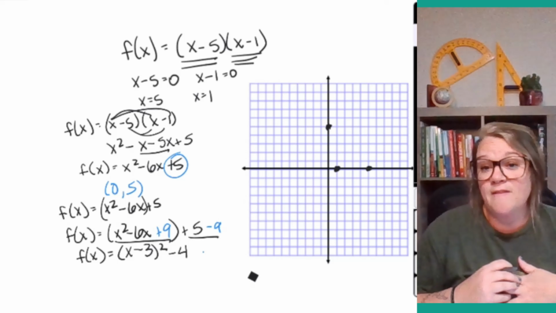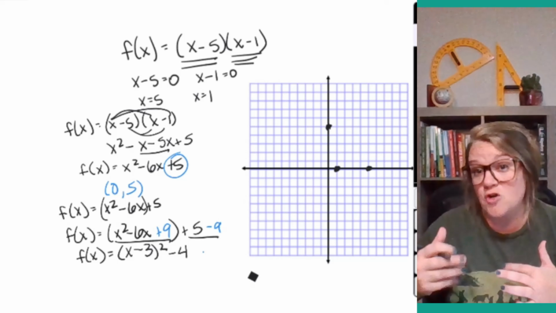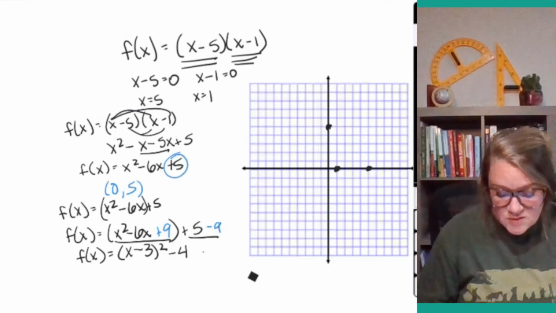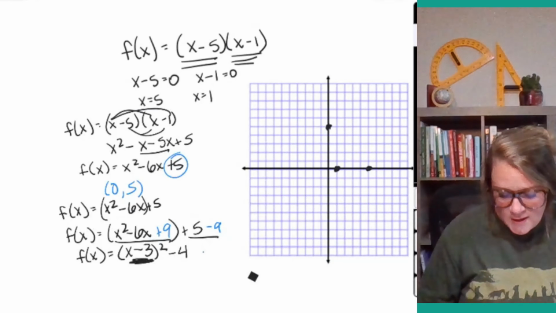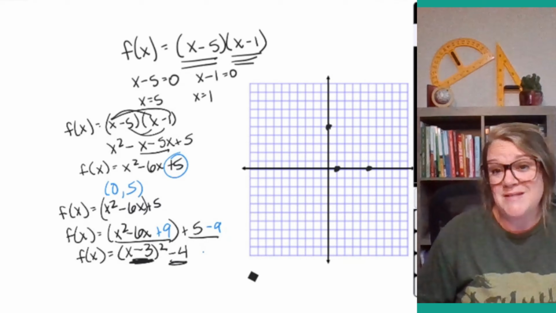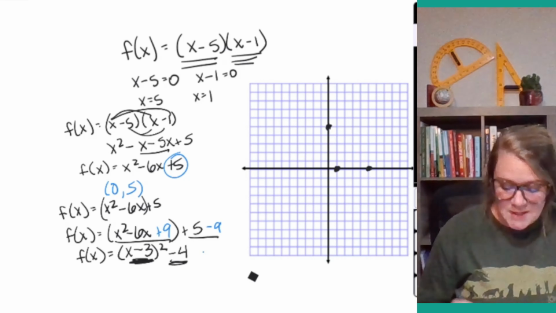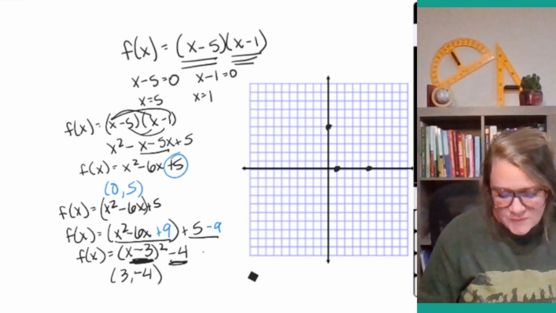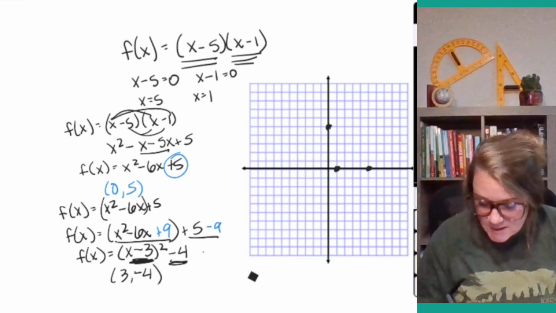First of all, let's find the vertex. Let's finish our graph. The vertex is going to be, this right here tells me it's going to be to the right 3, and then this over here is going to tell me down 4. Right 3 and down 4. I'll write that as a point: the point (3, -4). To the right 3 and down 4. Let's get that on the coordinate plane.